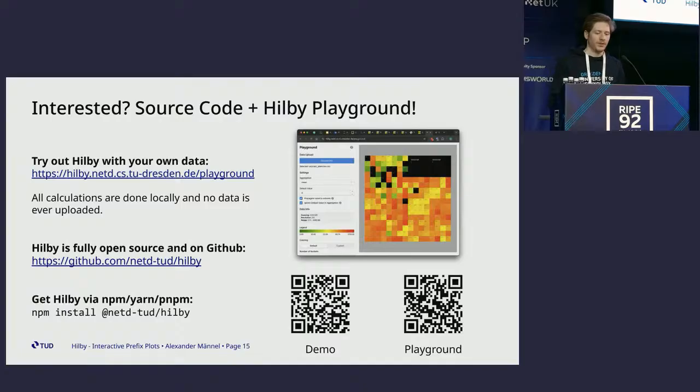Okay, so if that made you interested at all, the source code is available. It is all on GitHub, it is open source, and there's also a playground where you can upload your own CSV, as long as it looks like IP address and value, and explore it a bit in Hilby. I've tried to get that as general as possible. If your data breaks the playground for some reason, please write me a GitHub issue and show me the data that did that. Okay, thanks.